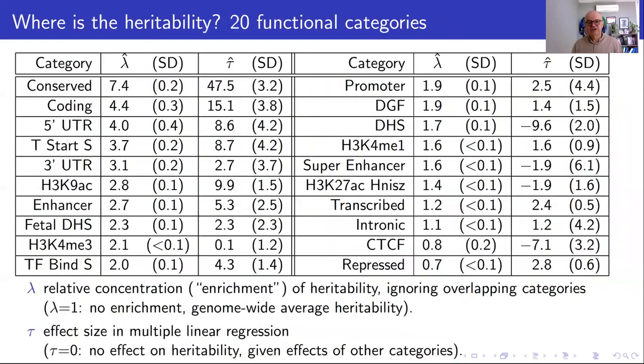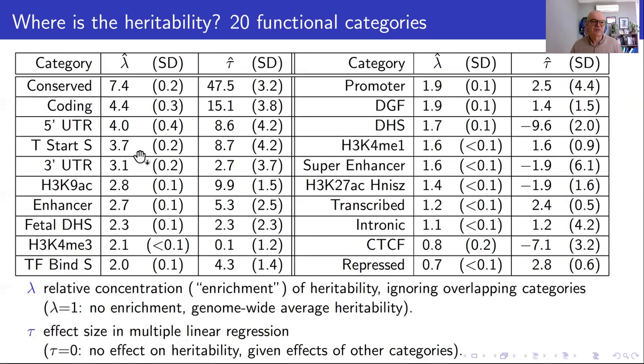And this kind of big question of where is heritability in the genome? We've estimated 2 parameters. This is a fairly substantial analysis with a lot of details that I'll have to skip over here. But the 2 measures are the relative concentration or enrichment of heritability, which just says how much extra heritability is there in this region than in a genome-wide baseline, without caring about overlapping categories. But this tau is the parameter in our heritability models, and it's estimated in a multiple linear regression framework. So each tau estimate does take into account the other tau values.